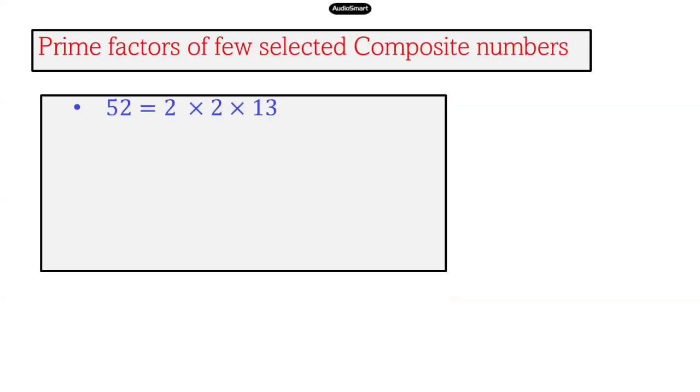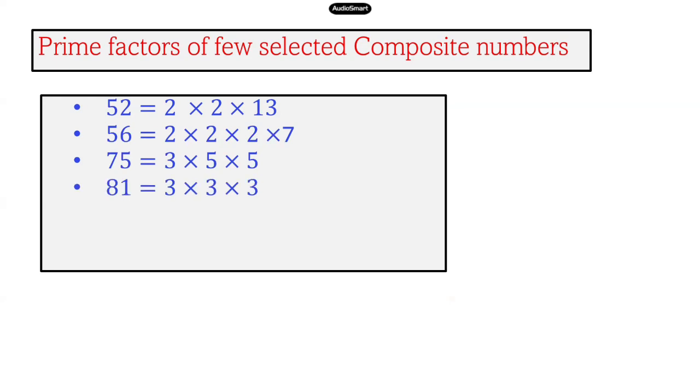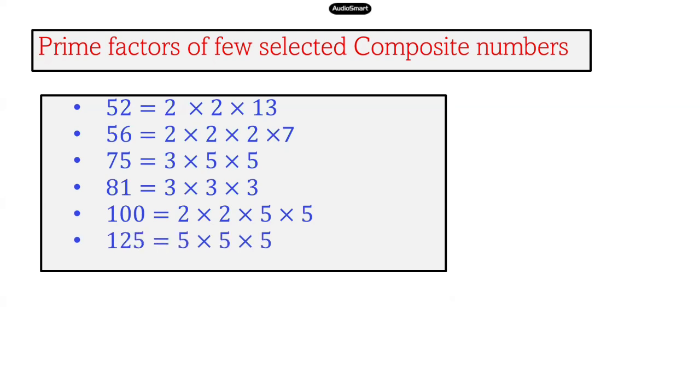We just listed a few numbers. 52 can be written as 2 multiply 2 multiply 13. So you can adopt the previous process and apply it here. 56 is 2 multiply 2 multiply 2 multiply 7. 75 is 3 multiply 5 multiply 5. 81 is 3 multiply 3 multiply 3 multiply 3. 100 is 2 multiply 2 multiply 5 multiply 5. 125 is 5 multiply 5 multiply 5. These are prime factorizations of some selected composite numbers. You can try any other numbers.